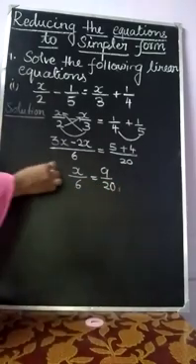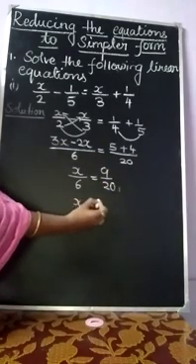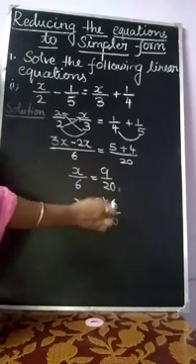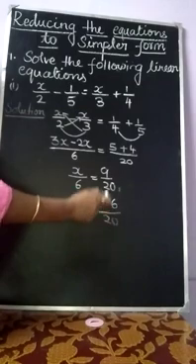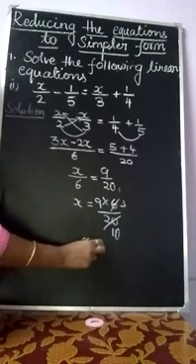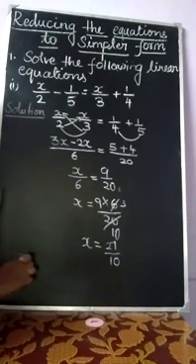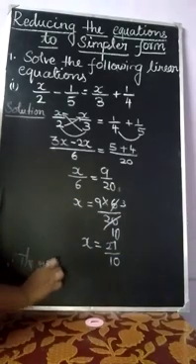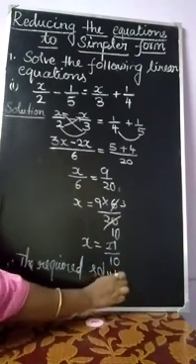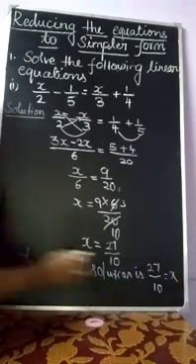Now we need x value only, no? So we have to move the denominator value to RHS. So x is equal to 9 into 6 divided by 20. These two values are multiples of 2. So we have to cancel the values. 2 3s are 6, 2 10s are 20. So x is equal to 9 3s are 27 divided by 10. Therefore, the required solution is 27 by 10 is equal to x. That's all.